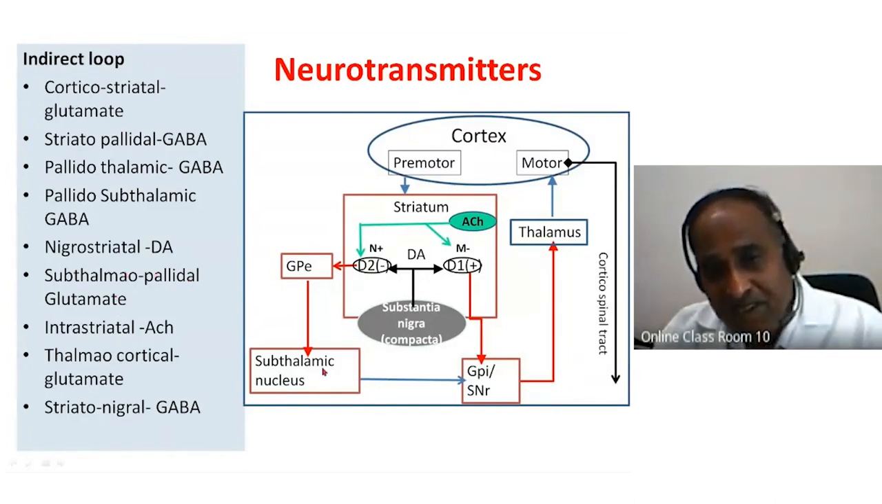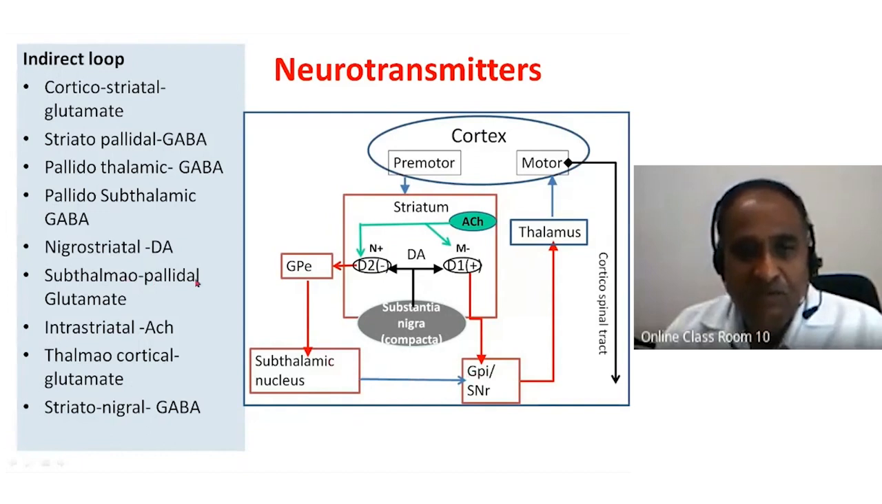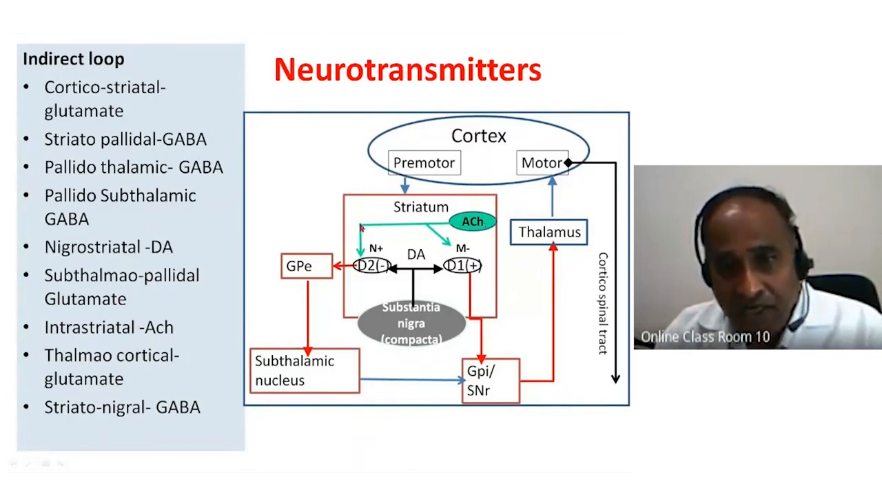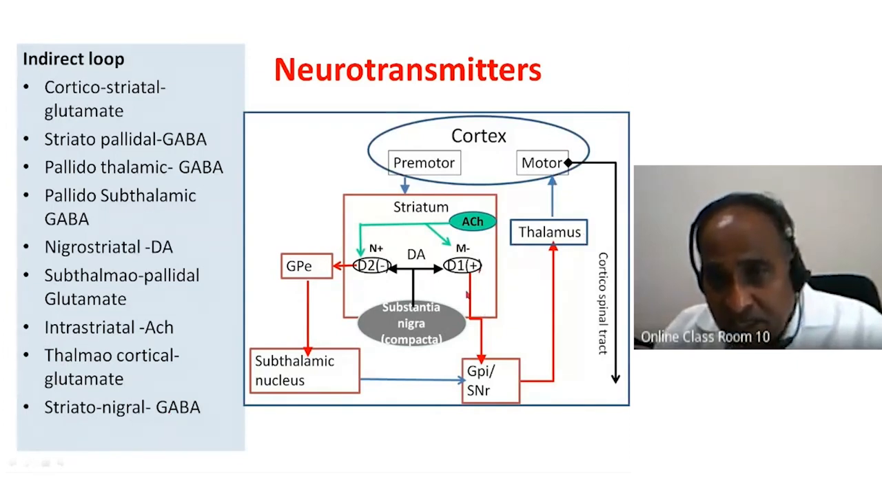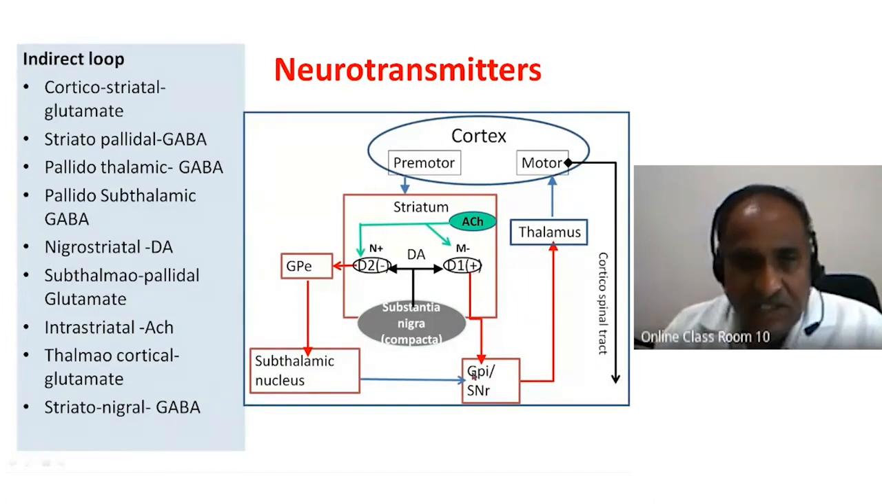Then subthalamopallidal pathway. This is subthalamus to the pallidus. The subthalamopallidal pathway is glutamatergic. Intrastriatal cholinergic, green one. Thalamocortical, thalamus to the cortex, is glutamatergic. Striatonigral, so that means this is striatum to the nigra, substantia nigra here, it comes here, this is GABAergic.